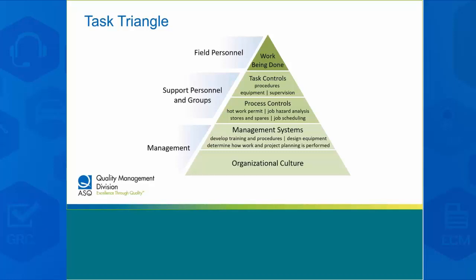The bottom of the triangle is management. They establish the management systems and the organizational culture. Management systems influence the performance of people and equipment. These systems include methods to develop training and procedures, design equipment, and determine how work and project planning is performed. These systems are usually managed by facility and organizational management. The bottom of the task triangle is organizational culture. That is set by leadership and generally accepted and carried out by the rest of the organization.